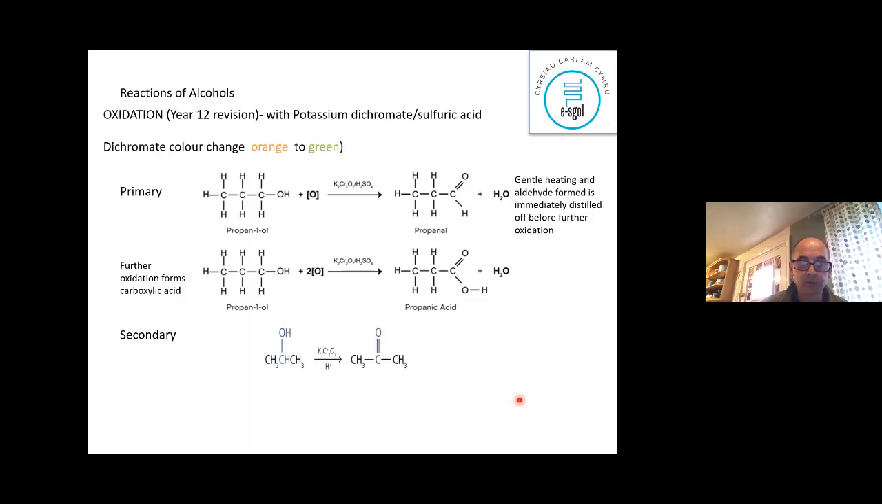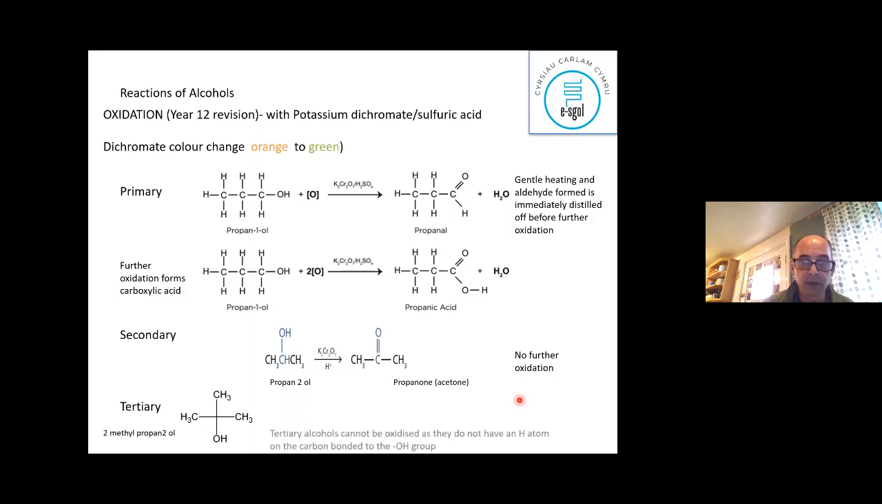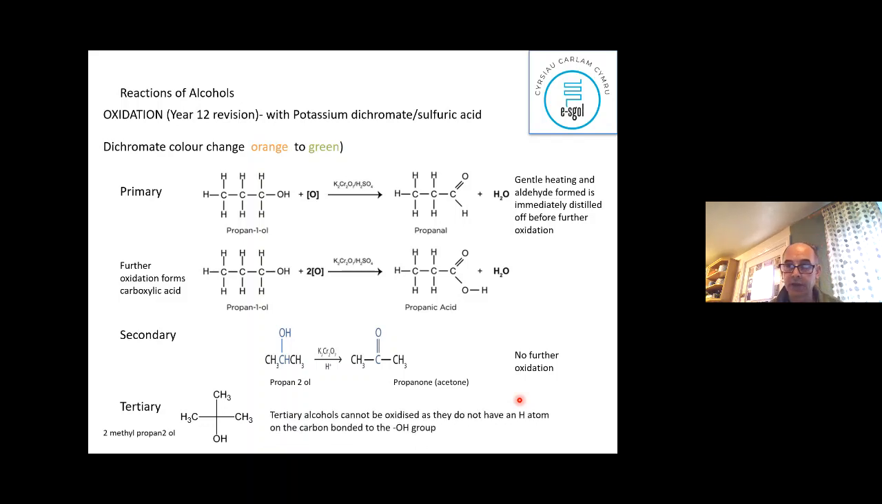Secondary alcohols will form ketones. They will not further oxidize. The secondary alcohol will form a ketone, and then there will be no further oxidation. Tertiary alcohols, like 2-methyl-propan-2-ol, cannot be oxidized as they do not have a hydrogen atom on the carbon bonded to the OH. So primary will be oxidized to aldehyde first and then to carboxylic acid, secondaries to ketones, tertiaries, no oxidation.